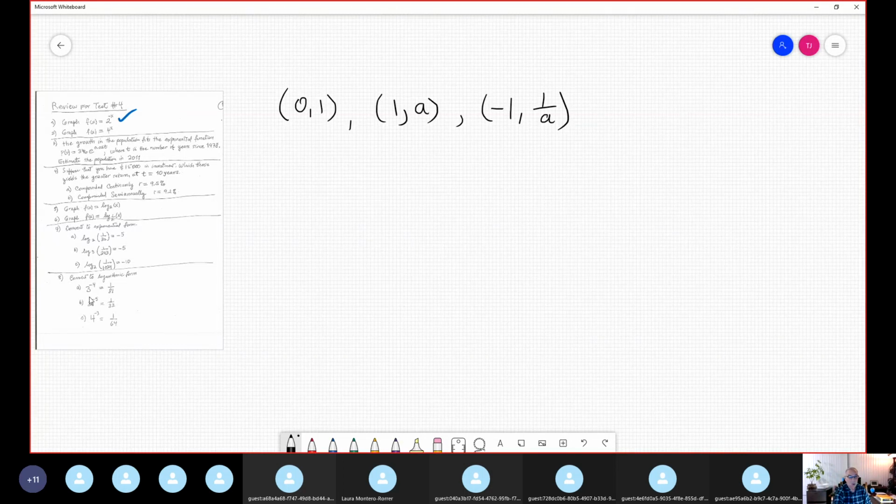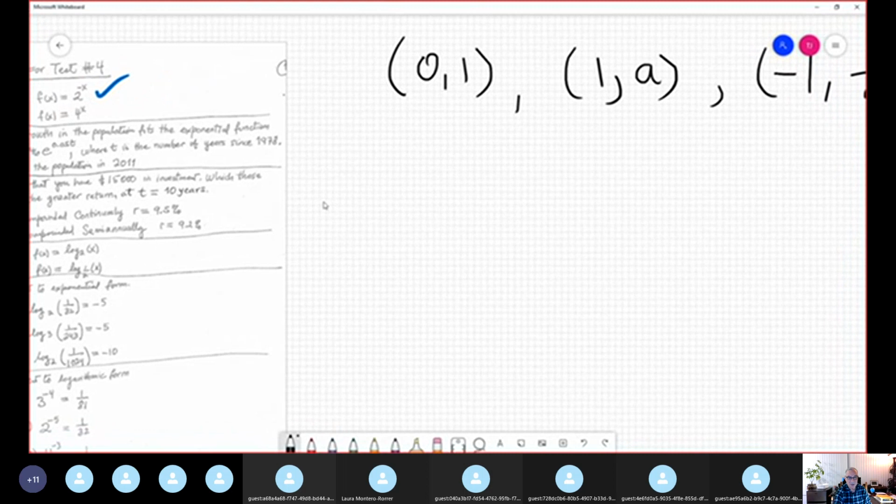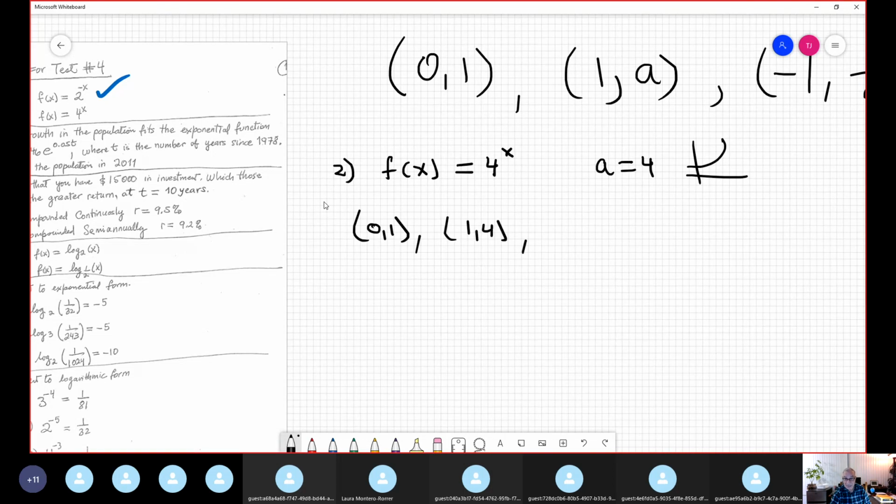Let's move on to question 2. Question 2 is similar. It's the same thing, super similar, but the base is 4. So f of x equals 4 to the x. Wow, the base is greater than 1. The base is 4, so I am absolutely sure it is exponential growth, because greater than 1. The typical points are (0,1), the universal one for any exponential, (1,4), because the base is 4, and (-1, 1/4). At least we have in my hand 3 points. Let's plot that.